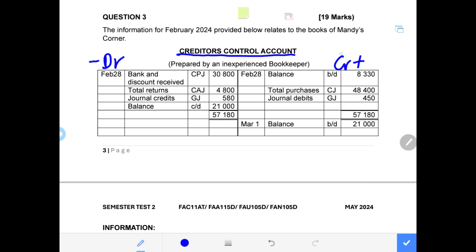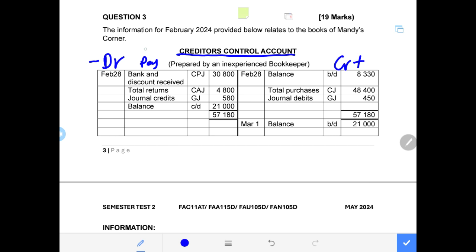So we are expecting an increase on this side whenever we buy on credit, because the creditors journal is a journal where we buy on credit. And whenever we buy on credit, our liabilities will increase on the credit side. Then it's likely that we are going to pay our creditors. So when we pay our creditors, the liability will decrease on the debit side.